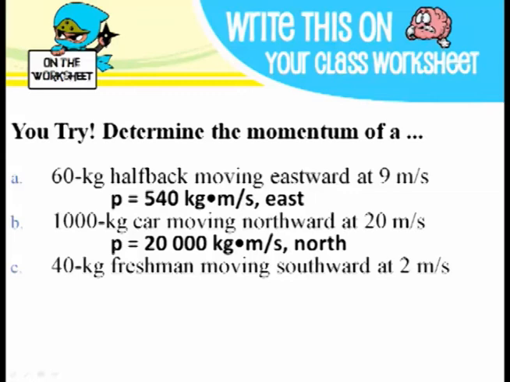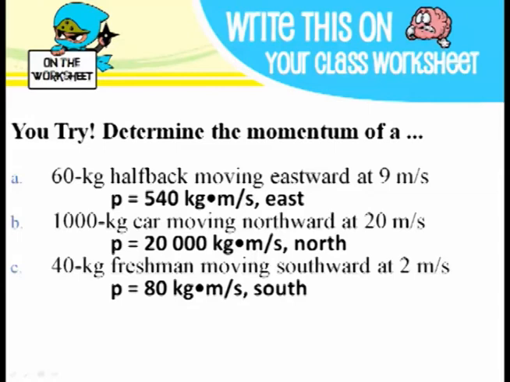Alright, the next one is tricky. We have a 40 kilogram freshman moving south. Remember, south is a negative y direction, so technically that 2 should be a negative 2. So negative 2 times 40 gives you negative 80. There are two ways that you can write this. You can write it as 80 kilogram meters per second south, and the word south tells you that it's negative, or you can write it as negative 80 kilogram meters per second.